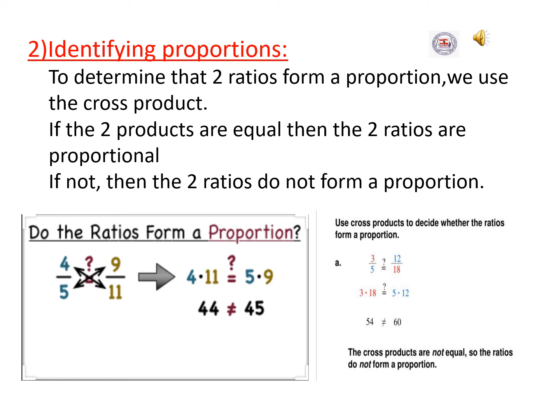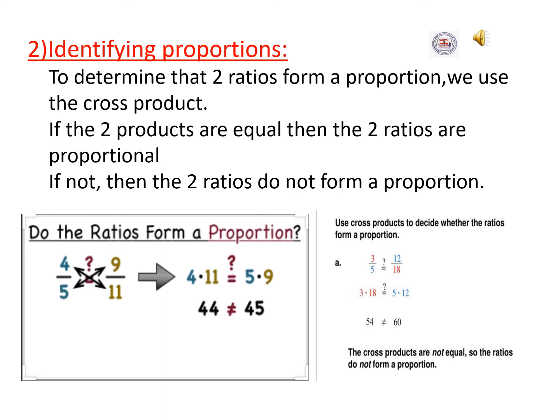Please look at the figure below. Do the ratios form a proportion? 4 over 5 and 9 over 11. We use the cross product. We multiply 4 by 11 and 5 by 9. 4 times 11 is 44 and 5 times 9 is 45. Are they equal? No, then the two ratios do not form a proportion.